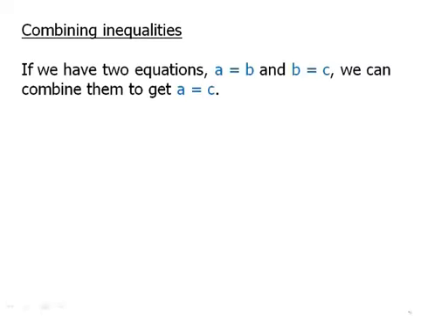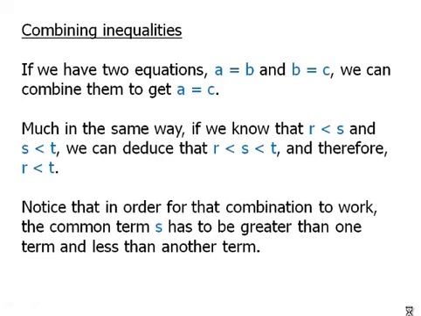So, combining inequalities. If we have two equations, a equals b and b equals c, we can certainly combine them to get a equals c. Technically, that's called the transitive property of equality. Much in the same way, if we know that r is less than s and s is less than t, we can deduce that r is less than s is less than t, and therefore r is less than t. So that is also a transitive property.